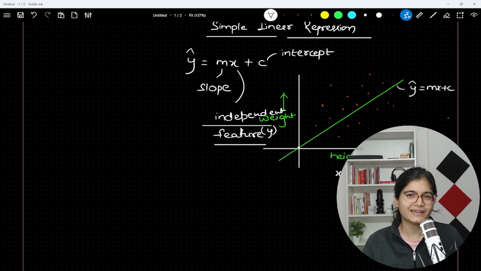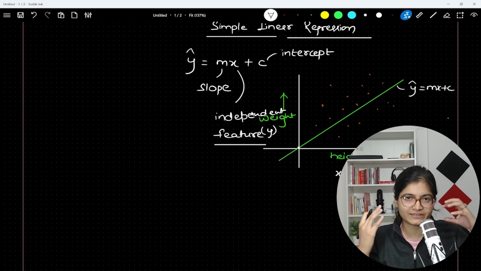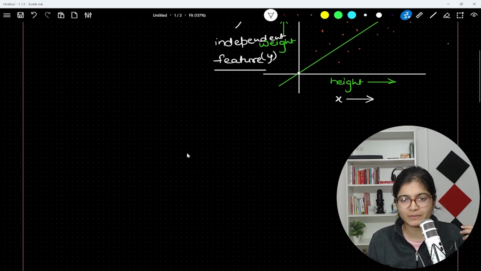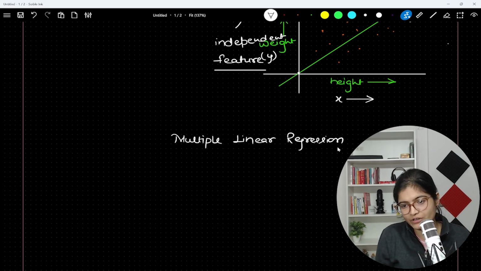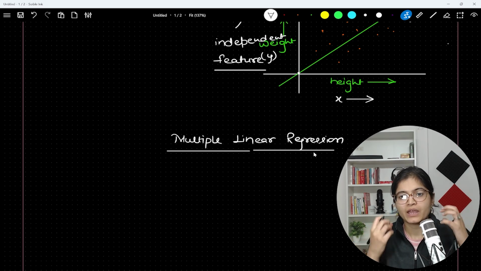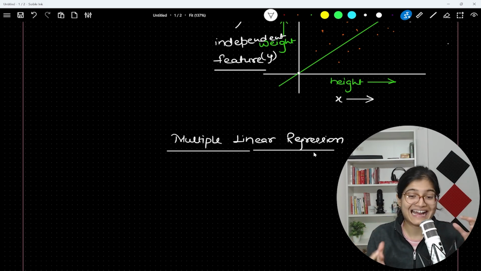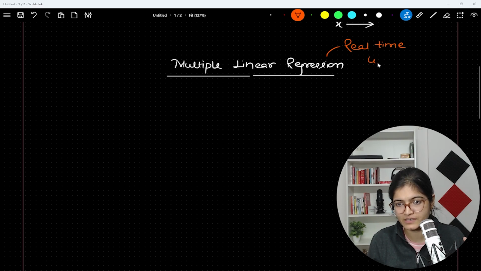But do you think in a real world scenario, we have only a single feature? No, it's not like that. It's very rare that this kind of scenario will happen. That's where we have the second type, which is called multiple linear regression. So what is the literal meaning of this? In simple layman words, if you have multiple features, and that is something which you will see in real-time use cases, we do have multiple independent features rather than a single feature.